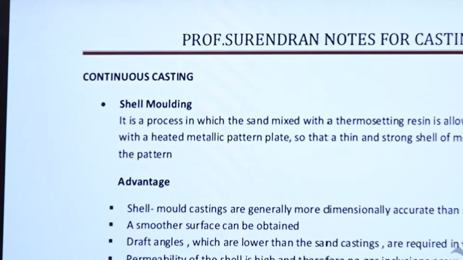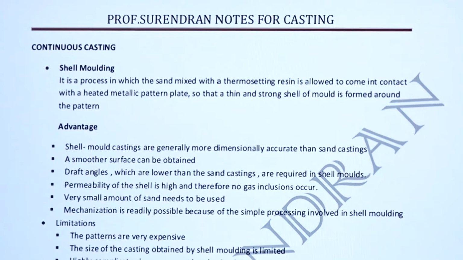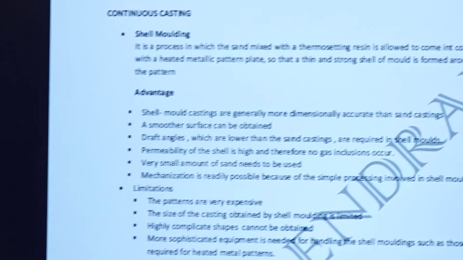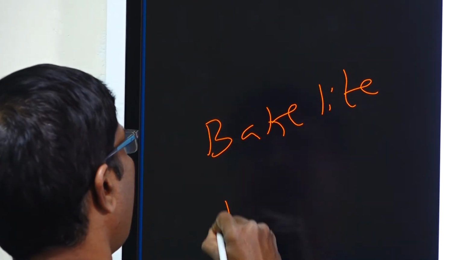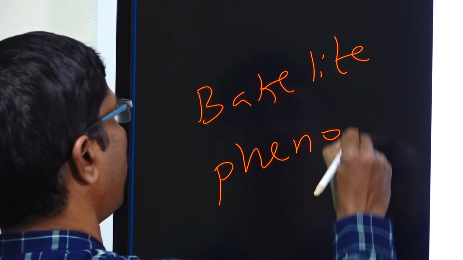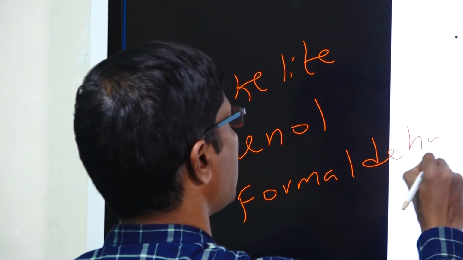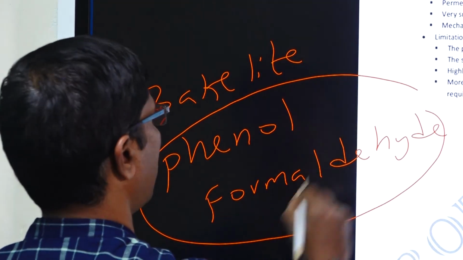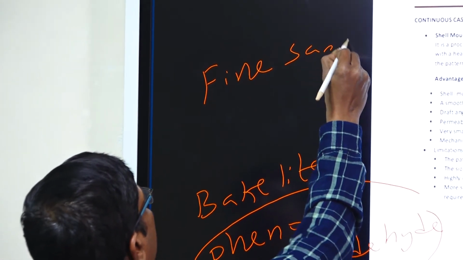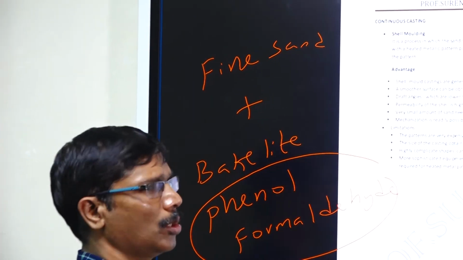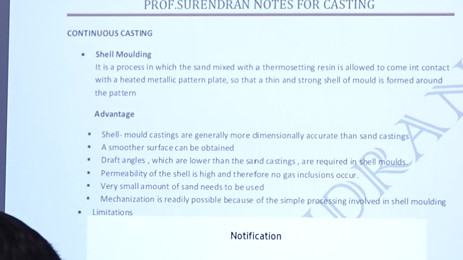In shell molding, we are using bakelite resin. Bakelite resin is nothing but phenol formaldehyde. This phenol formaldehyde resin is used in shell molding along with fine sand. Because of this fine sand, this process is costlier. So these two are the important things to remember in shell molding.